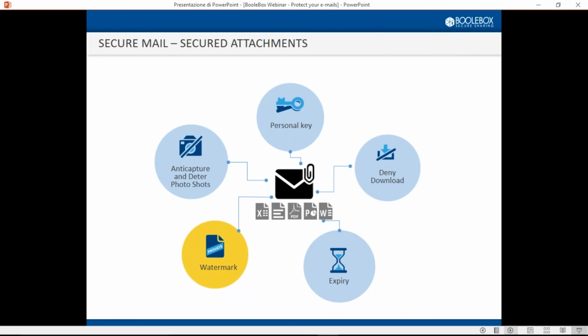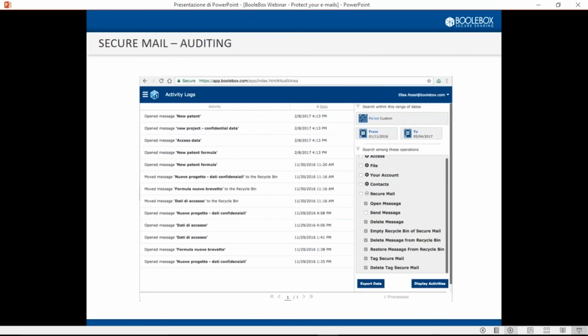Watermark, that is the possibility to protect your documents with a permanent indelible watermark displaying key information. Anti-capture and deter photo shots, which protect your data also when it is being used. And then BooleBox personal keys, so that your information remains secret whenever and wherever. One last aspect we are going to see about BooleBox Secure Mail is its auditing system, which provides detailed information about all the actions that have been performed on your emails. For instance, open message, delete message, restore message from recycle bin, and so on. A useful work tool, definitely.